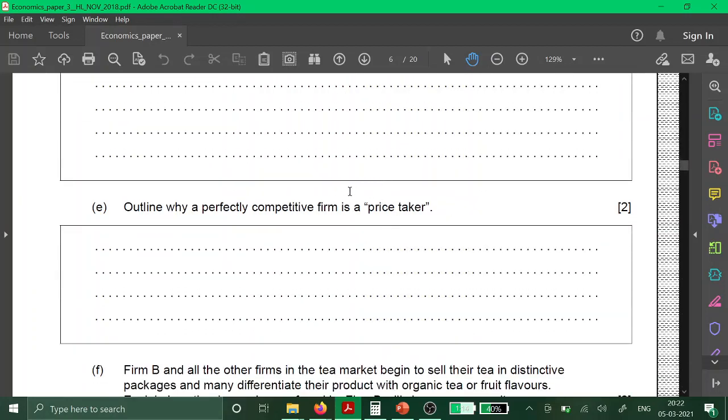Yes. So why is the firm a price taker in perfect competition? Last time I told you also, right?